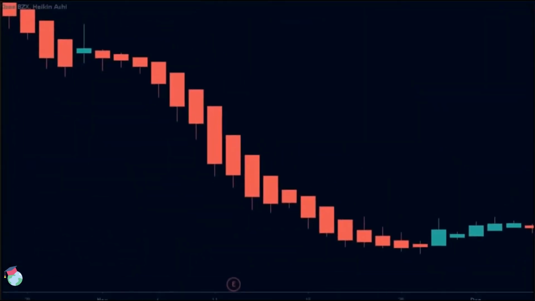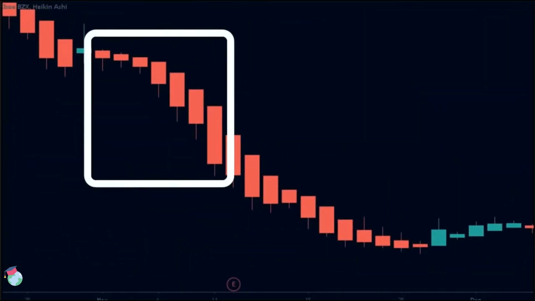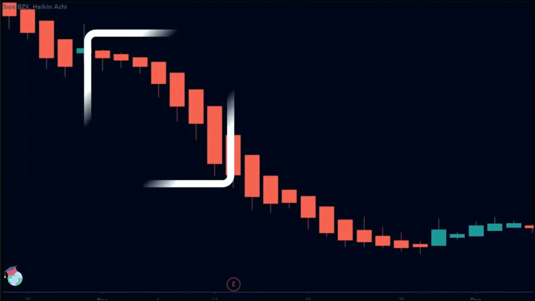Similarly, in a downtrend, we see red candles with very minimal or no upper wicks. These candles show that there are large amounts of sellers in the market. And no upper wicks show the absence of any buyers. This shows that there is strength in the downtrend.